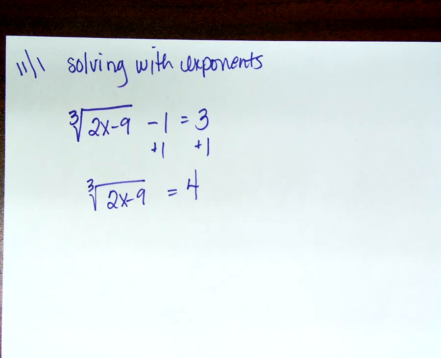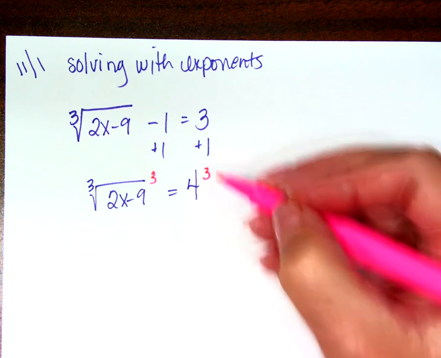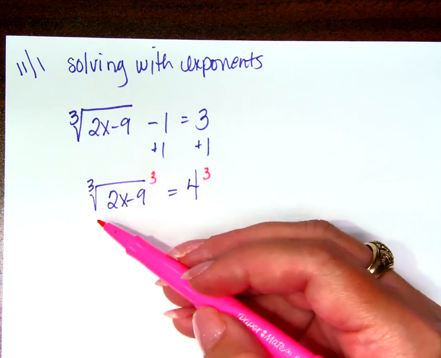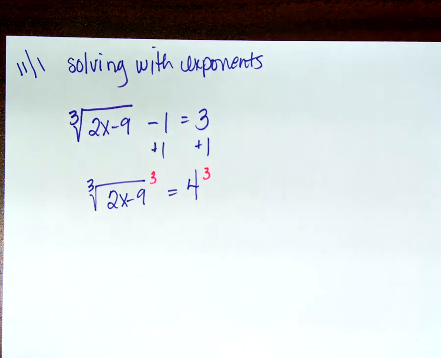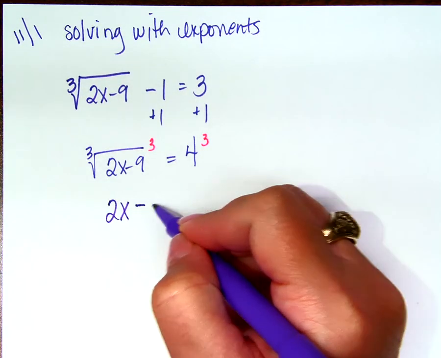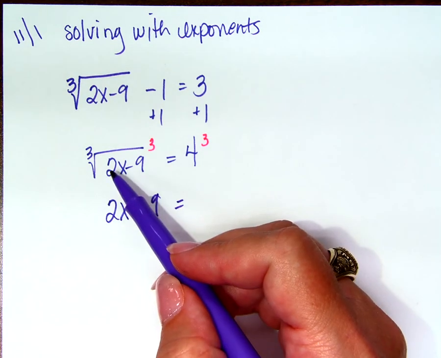Okay, now what would we like to do? Cube both sides. And we're cubing both sides because we're trying to undo the cube root. And the way we undo a cube root is to cube. Okay, so if I cube both sides, what do I end up with on the left-hand side of the equation? 2x minus 9.